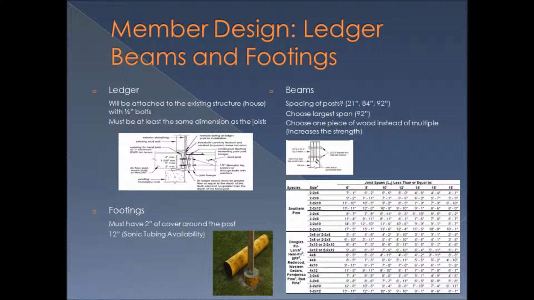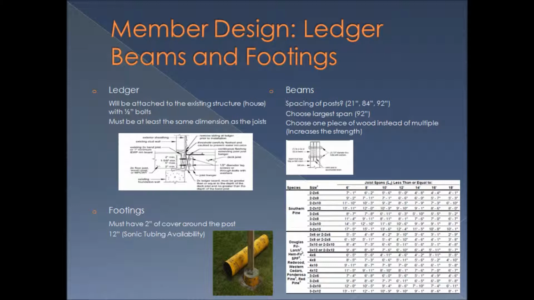The ledger, along with the beams, will take the load created by the joists. The ledger will be attached to the house or equivalent structure using half-inch bolts. Additionally, it must be at least the same dimension as the joists. Our joists are 2x10, so we will select a 2x10 for the ledger.